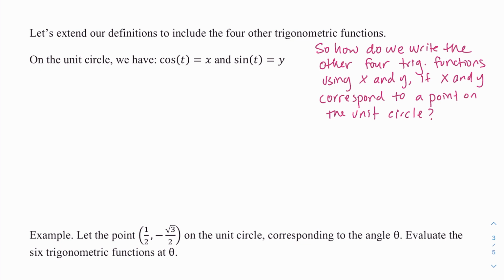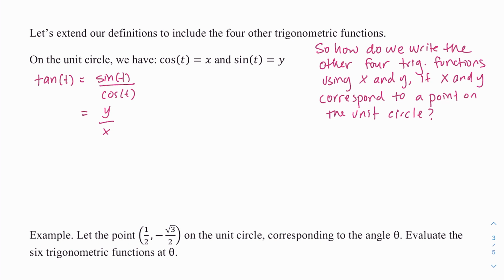Well, the first thing we can do is just use some of the identities that we've already established. One is the quotient identity that says that the tangent of some angle t is sine of t over cosine of t. And we know that sine of t is y and cosine of t is x. So we just get tangent of t is y over x on the unit circle.